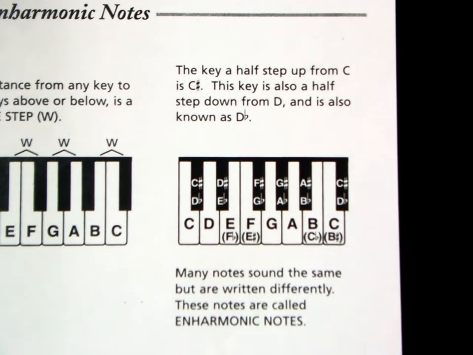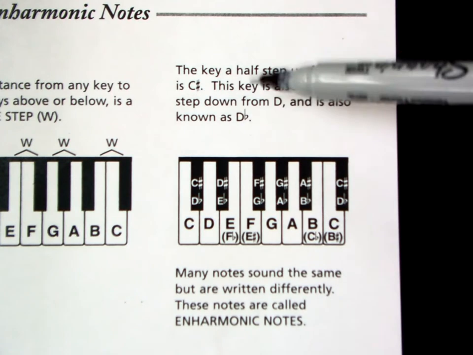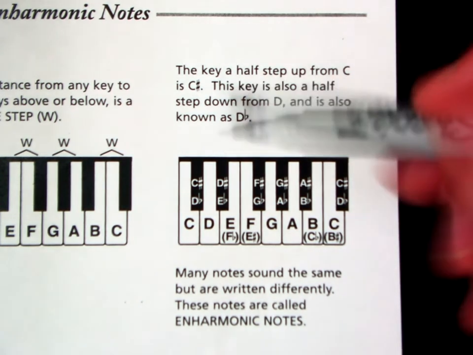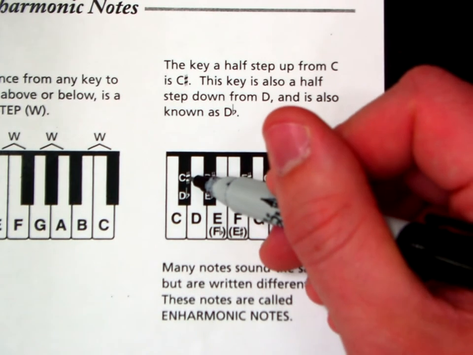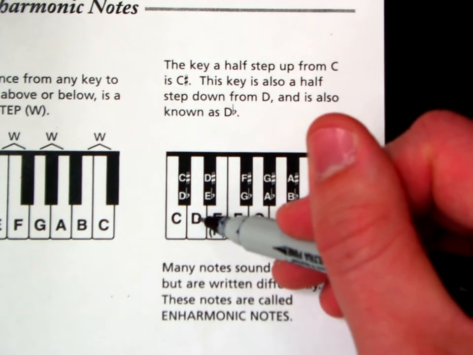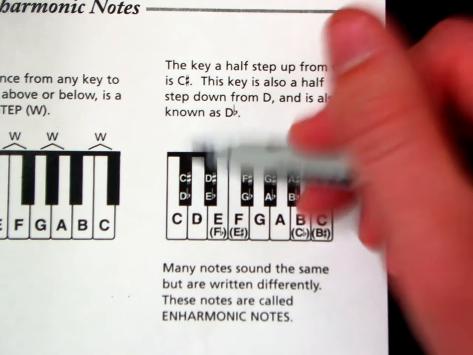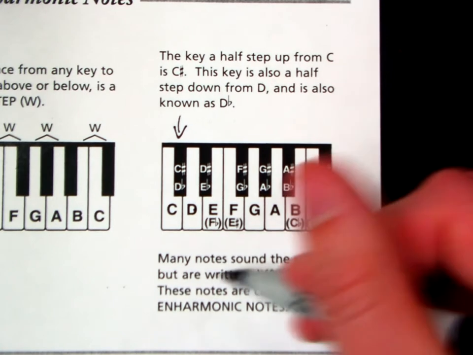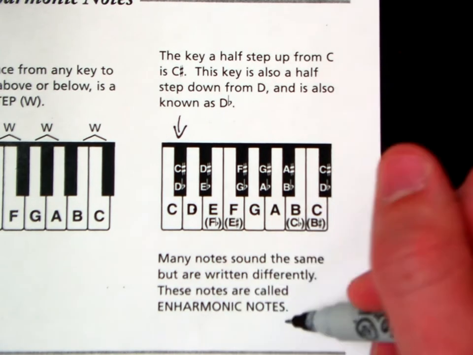Now, the key a half step up from C is C sharp, right? We just said that. The key is also a half step down from D. That is known as D flat. So look, if we raise this C, right, we go to the right, it becomes C sharp. But if we lower D one key, it becomes D flat. So we have two different names for this key right here. Many notes sound the same but are written differently. These notes are called enharmonic notes.